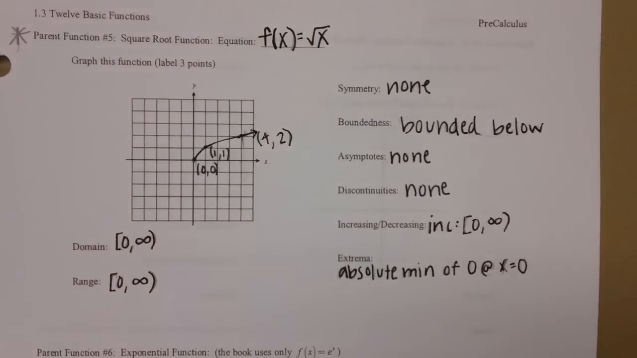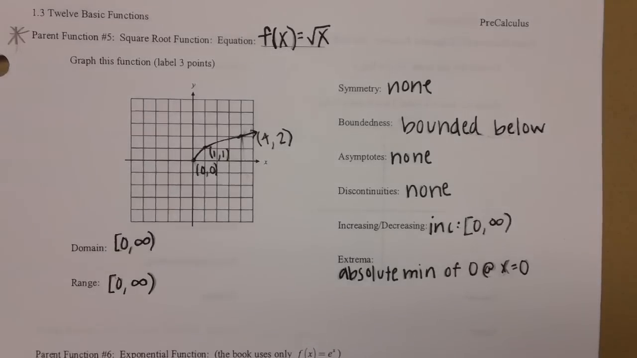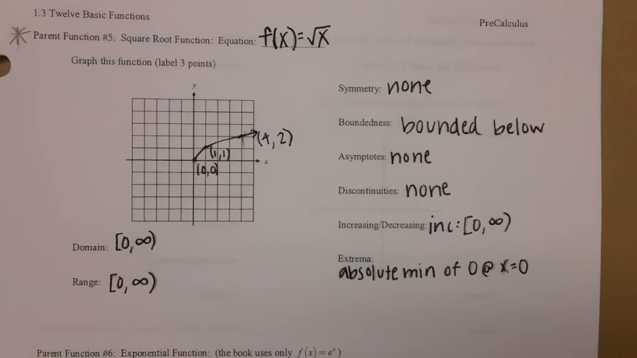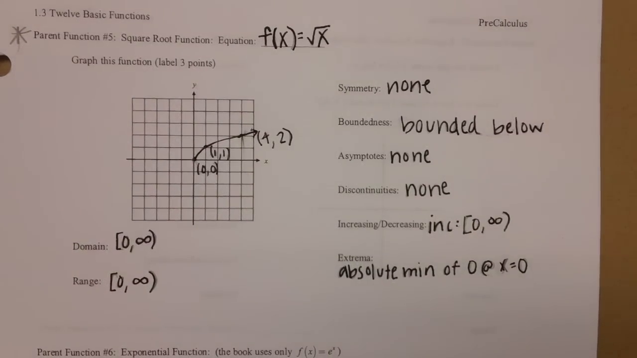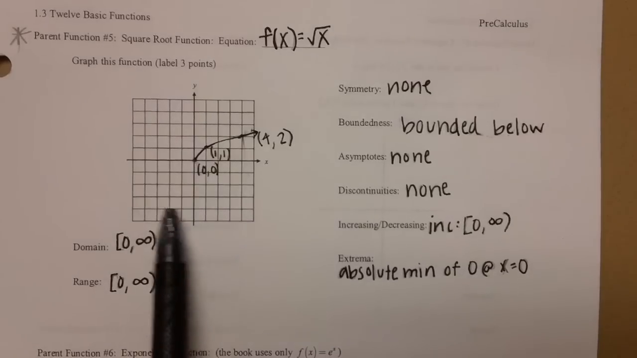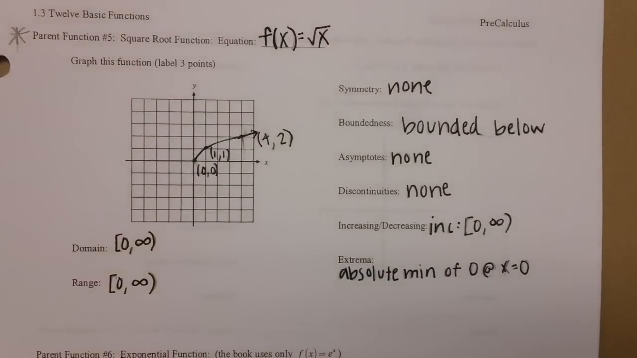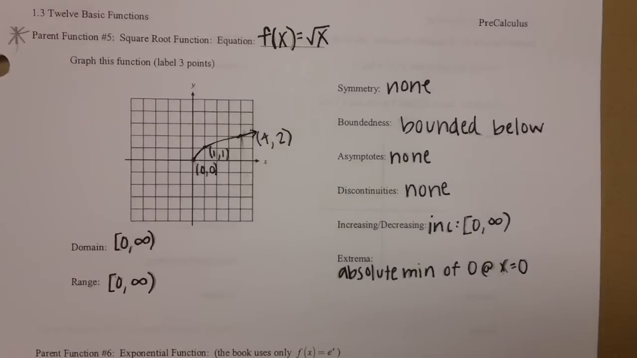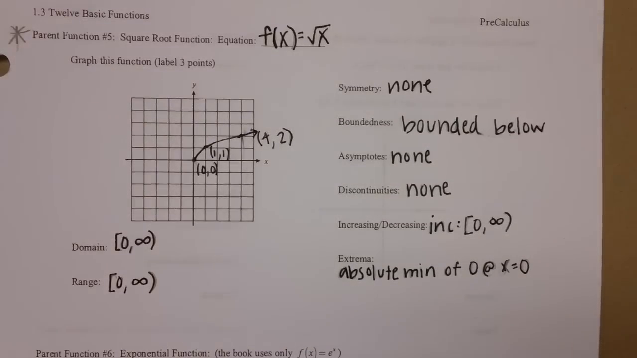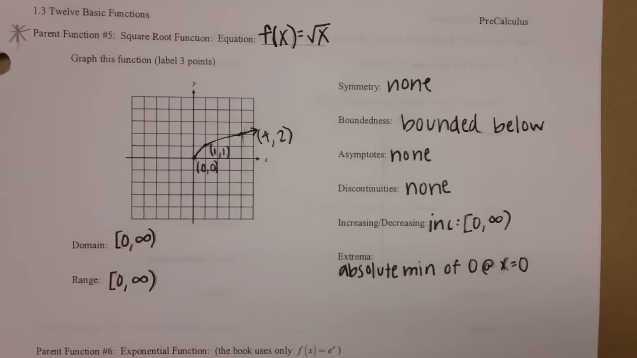We have the square root function. This parent function is f of x equals square root of x. This is our graph. It starts at 0, 0 and goes through points 1, 1, and 4, 2. The domain starts at 0 and goes to infinity, including 0. The range also starts at 0 and goes to infinity, including 0.